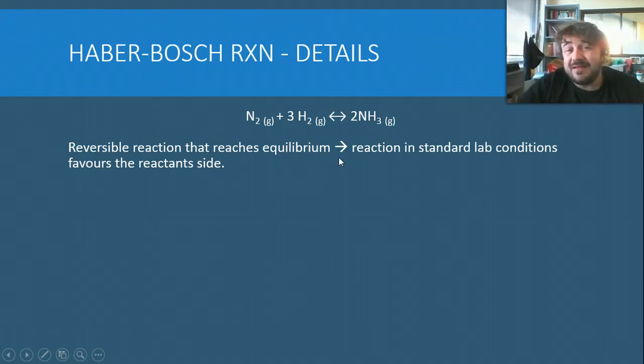Now, the equilibrium in standard lab conditions favors the reactant side. This is why nitrogen and hydrogen, just at room temperature, won't naturally just form a bunch of ammonia in the air.